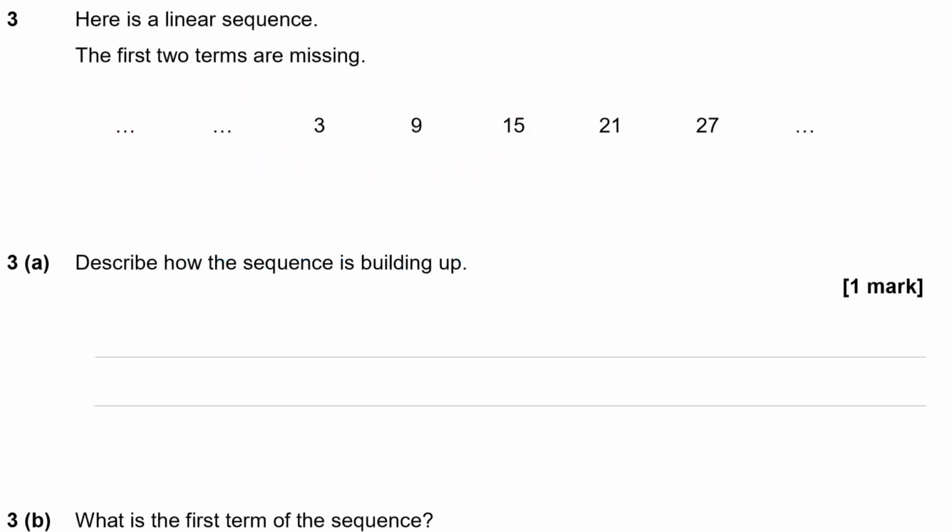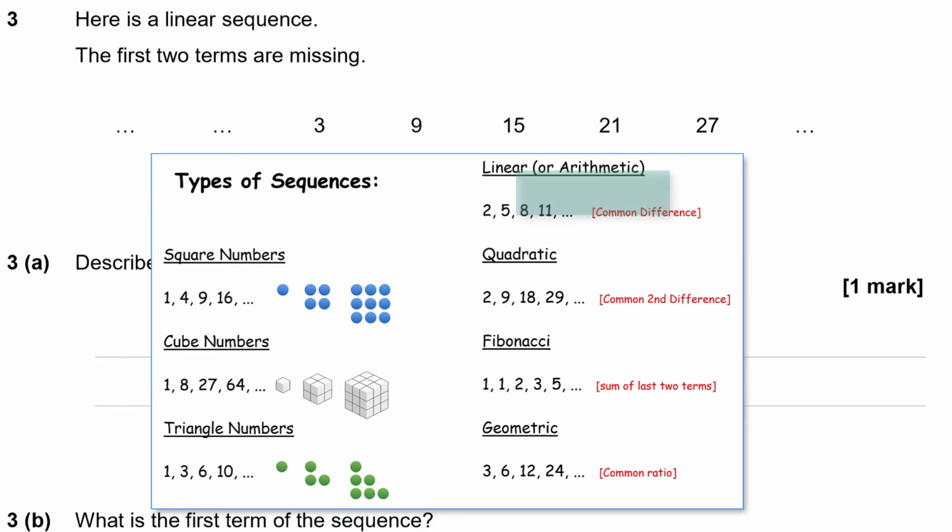Question 3. Here is a linear sequence. The first 2 terms are missing. Yep, they are. I've got the numbers 3, 9, 15, 21, 27. Okay, now we saw earlier that linear sequences have what we call a common difference. So that means that if you look at the one term and you take away the previous term, you'll get the same number.